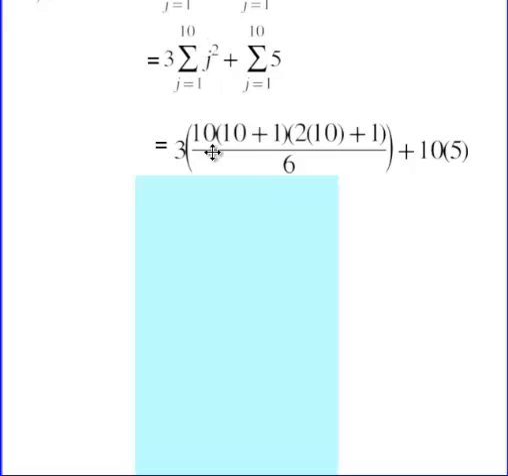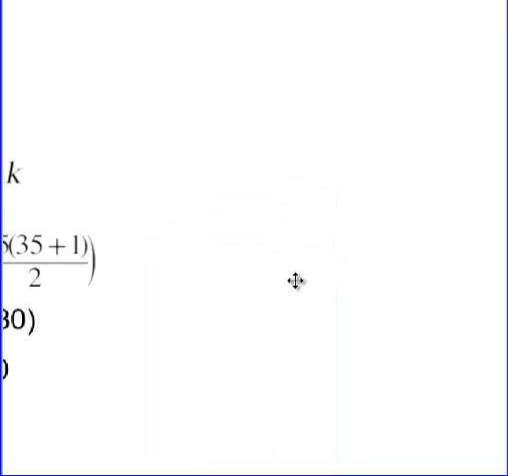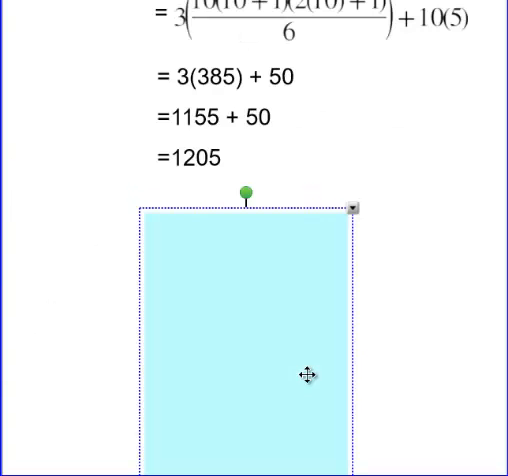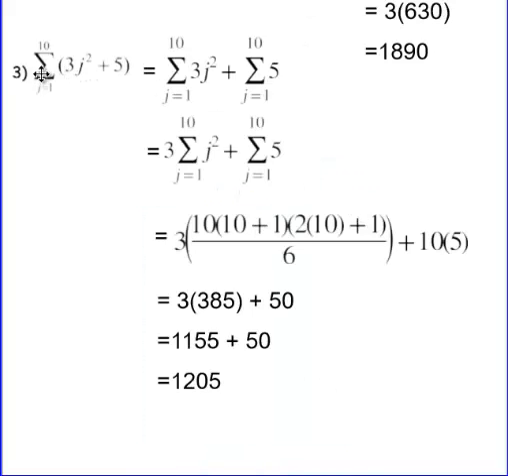Okay, so this summation is what's in the parentheses right here. And then after the plus sign, this summation, where it was from 1 to 10, and summing the 5 from 1 to 10, that's just summing a constant, so it's 10 times 5. So that mixes a couple of the different properties and rules. And then evaluate. I evaluated what was inside the parentheses first and got 385. Then multiply by the 3 and add the 50. So the summation for 3j squared plus 5 is 1,205.